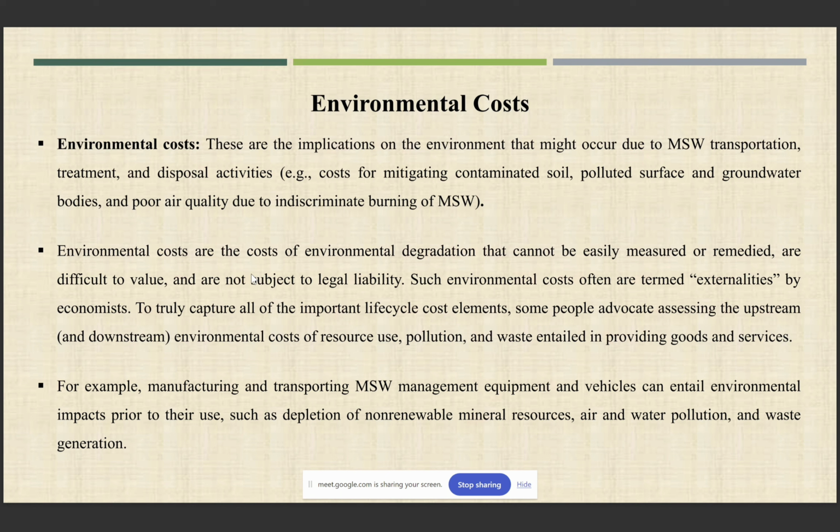These are the costs of environmental degradation that cannot be easily measured or remediated, are difficult to value, and are not subject to legal liability. Such environmental costs often are termed externalities by economists. To truly capture all of the important life cycle cost elements, some people advocate assessing the upstream and downstream environmental cost of resource use, pollution, and waste entailed in providing goods and services.